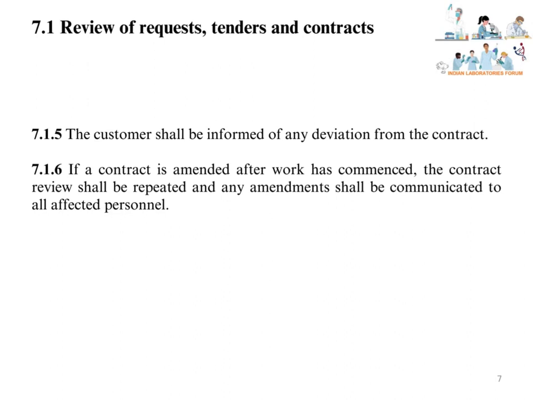The customer shall be informed of any deviation from the contract. Any deviation from the contract, such as a change in test method, a change in price, a change in sample quantity, or a change in TAT, should be communicated to the customer. If a contract is amended after work has commenced, the contract review shall be repeated, and any amendments shall be communicated to all affected personnel.